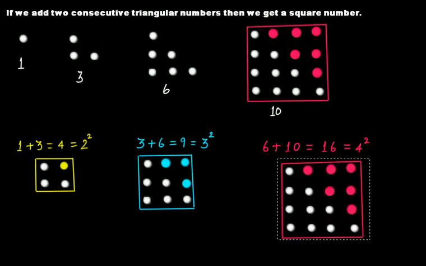Now from these three, you can clearly see that when you add two consecutive triangular numbers, we are getting a square number, right? And that is visible in the diagram also. You can test the same thing for the rest of the triangular numbers. Each time when you add two consecutive triangular numbers, you'll always get a square number.